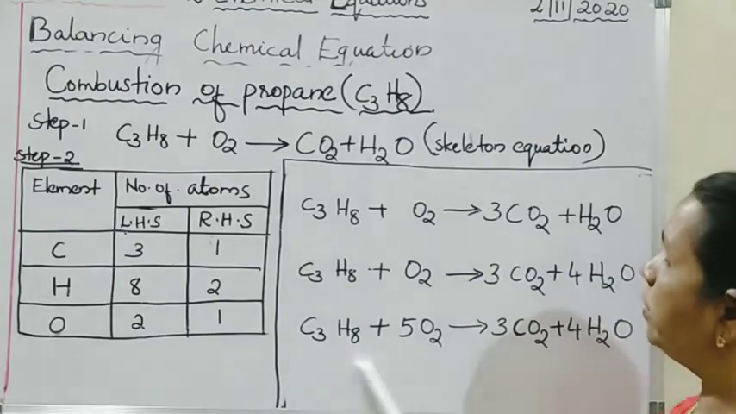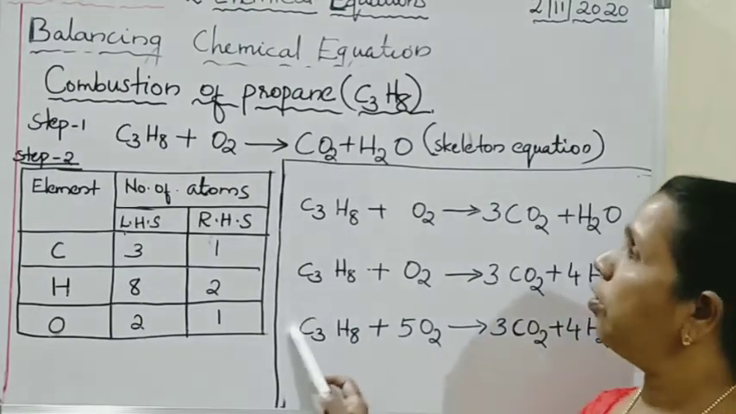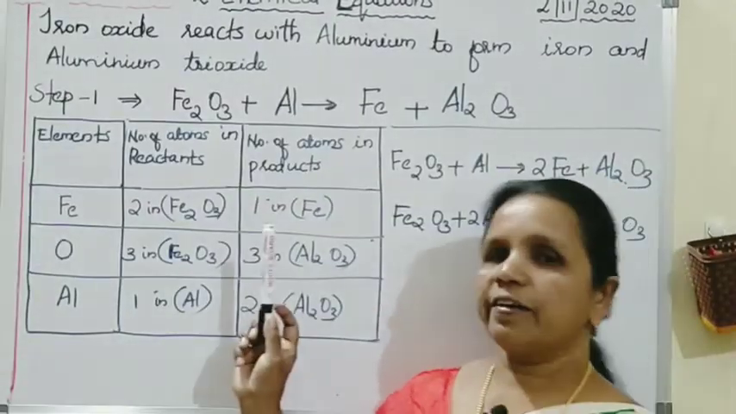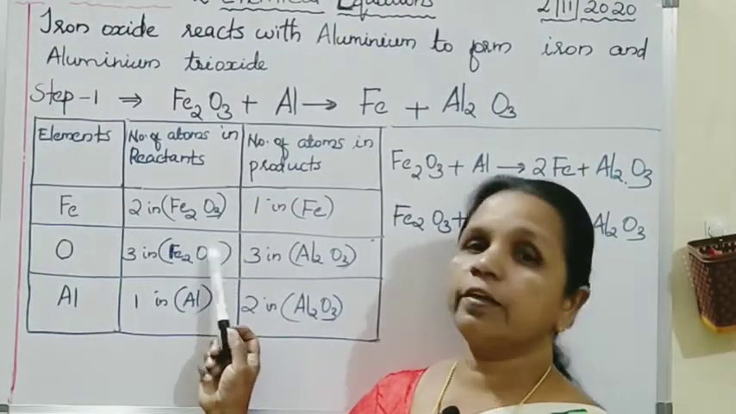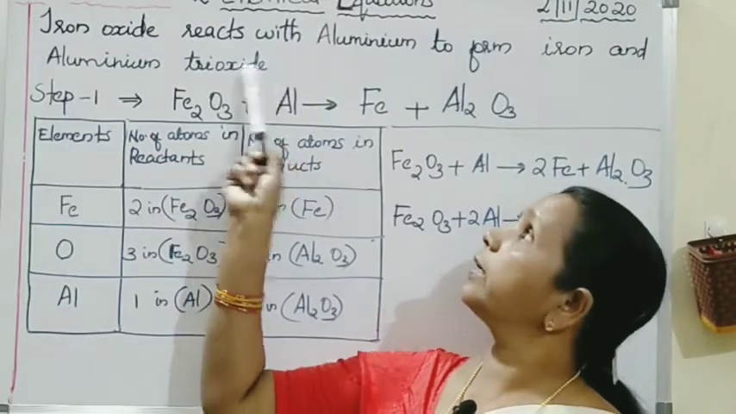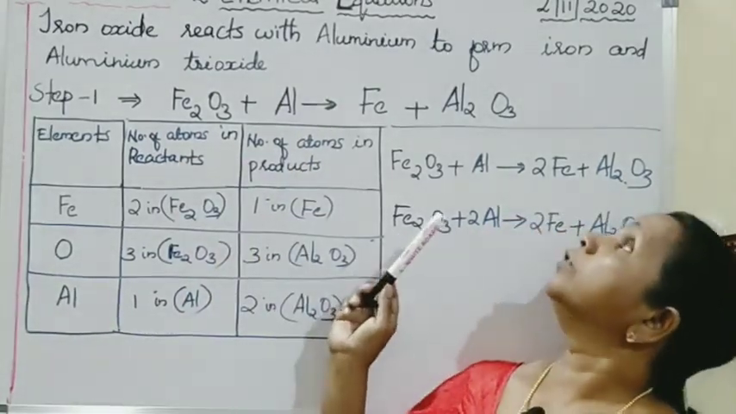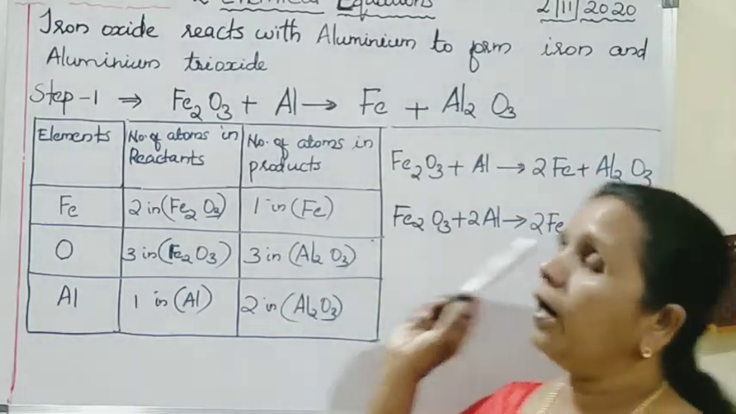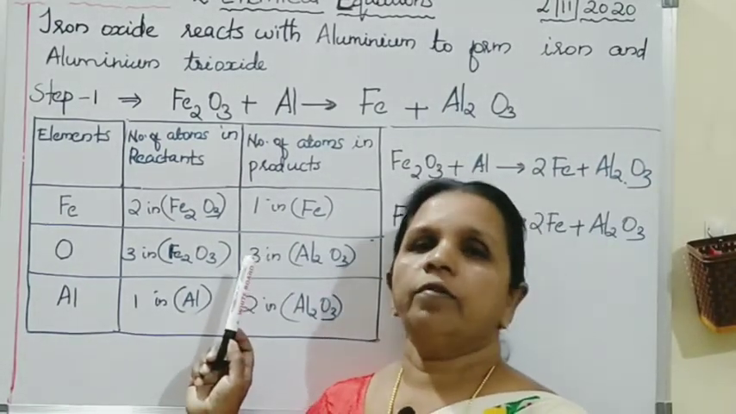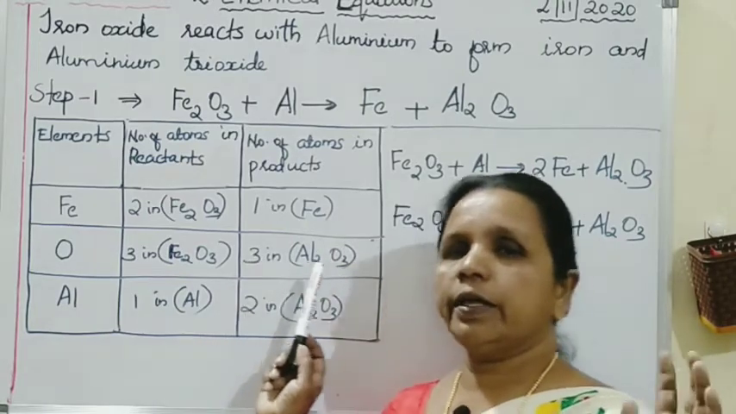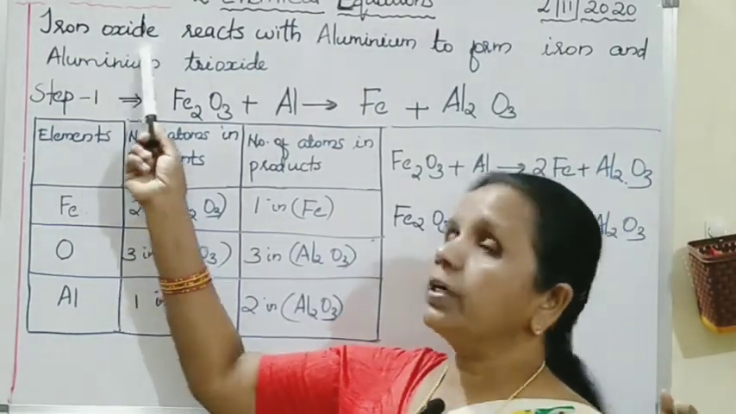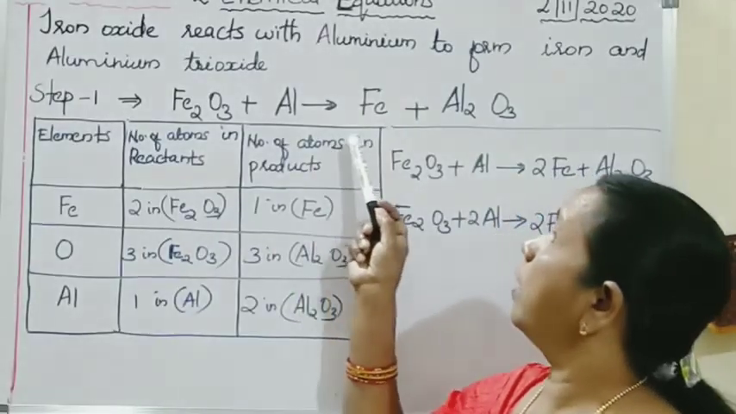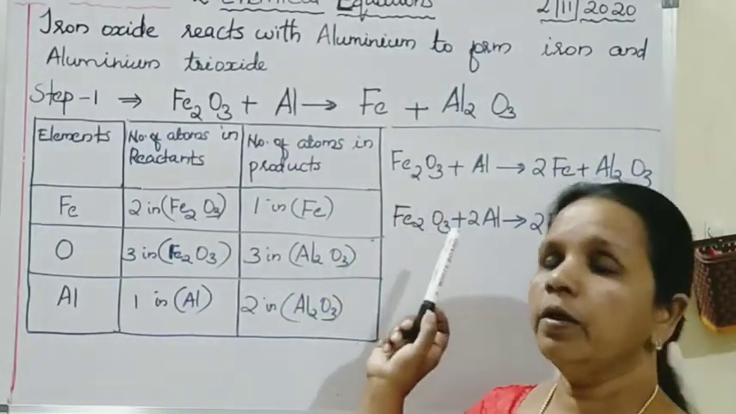Therefore we can write this as the balanced equation for the combustion of propane. Understood? Okay children, we will continue. Next equation: iron oxide reacts with aluminium to form iron and aluminium trioxide. What are the reactants? Iron oxide and aluminium are the reactants, and the products are iron and aluminium trioxide.